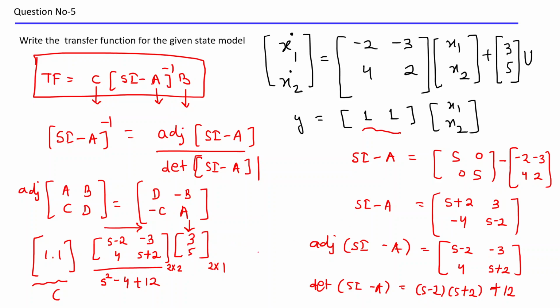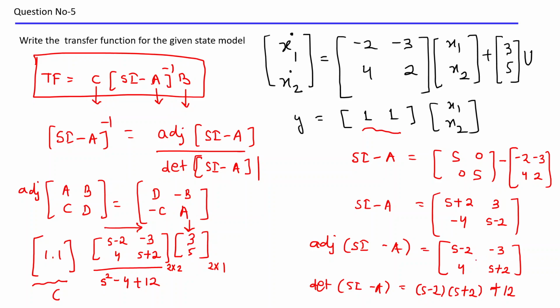To solve that first, I'll go to the next page. Can I go to the next page, or should I write here, sir? S square minus 4 plus 8, I think. S square minus 4 plus 8, sir. Why? Because 4 into 3 is minus 12, right?